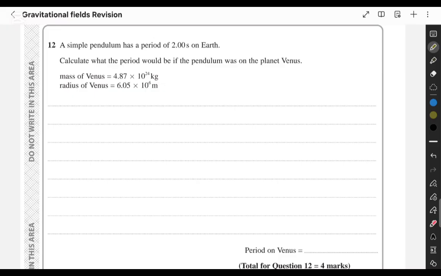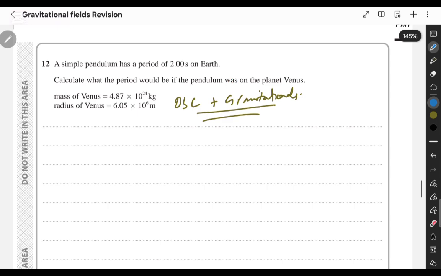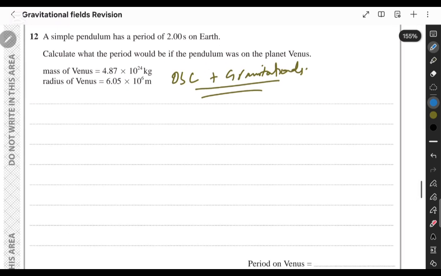We have here a question that is kind of a combination of oscillation plus gravitational fields. So we have a combination of both of these. I'm going to put it in the gravitational field playlist. It says a simple pendulum has a time period of 2 seconds on Earth, and calculate what the period would be if the pendulum was on the planet Venus.